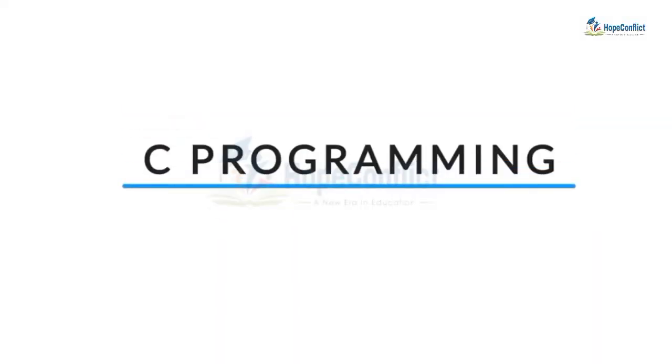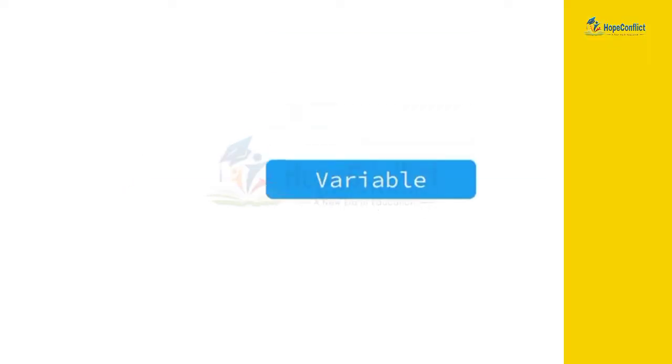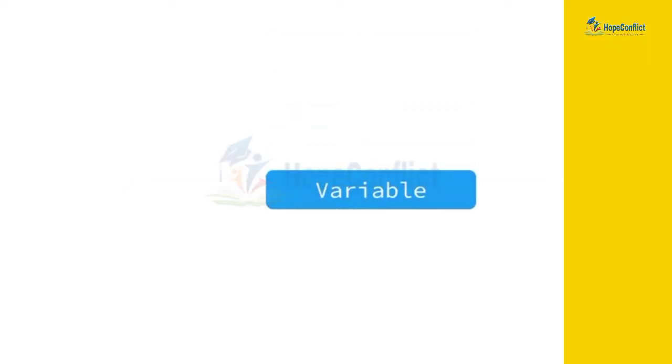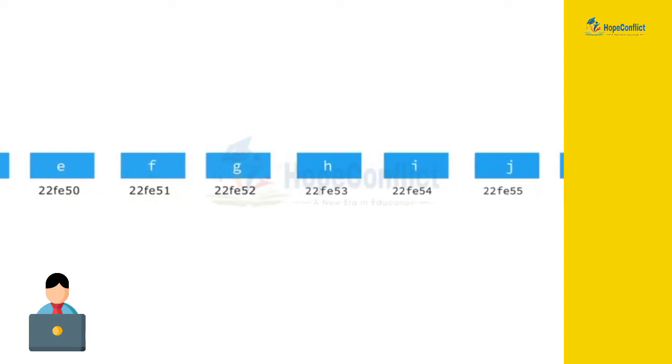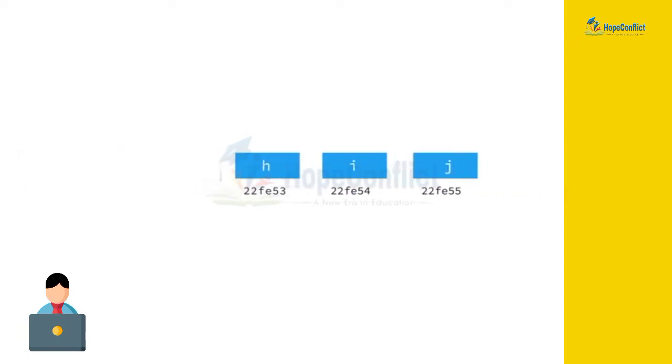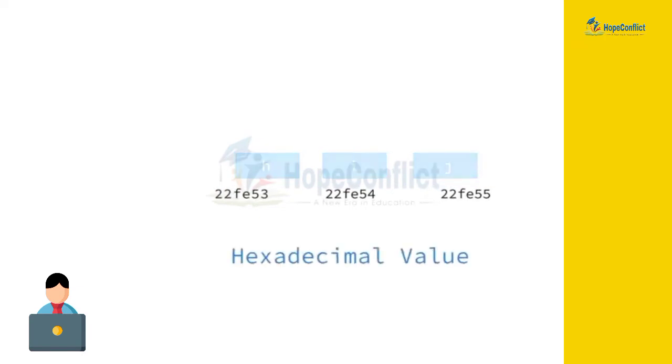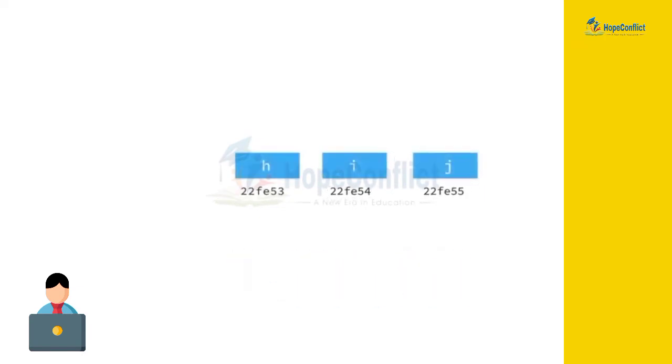Hi friends, in this video we are going to learn about variables in C. Variables are a real necessity in a programming language because the data will be stored in computer memory locations, and these memory locations will have addresses which are hexadecimal values. And we need to access the memory very often to store and retrieve this data.